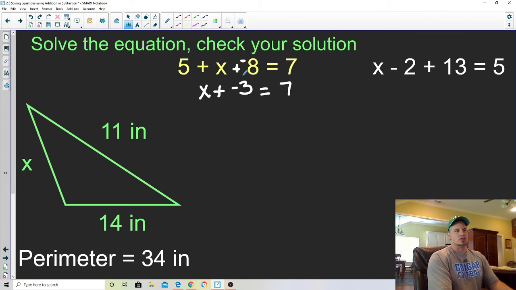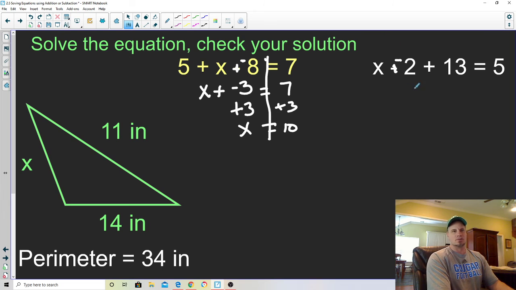Okay, now this should look like something we've done before, and again, I forgot to do this. I usually put the line there. I've got a negative 3 here. I want to make the negative 3 go away, so inverse operation, adding, plus 3, plus 3. I've got x equals 10. Okay, and you're done.